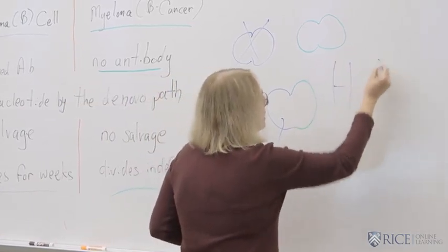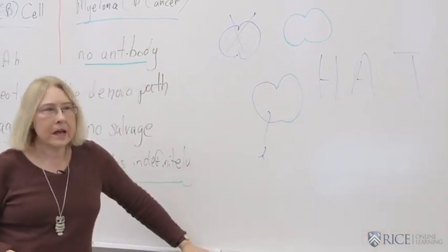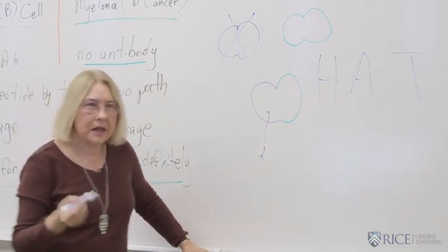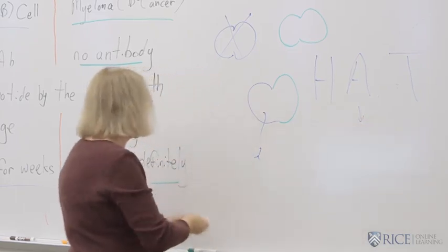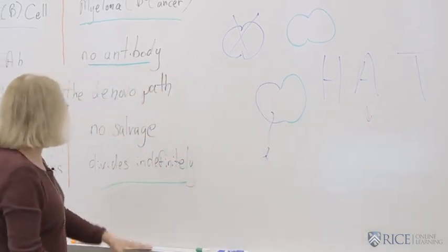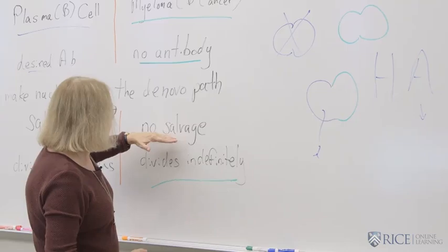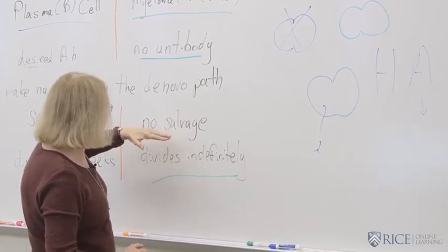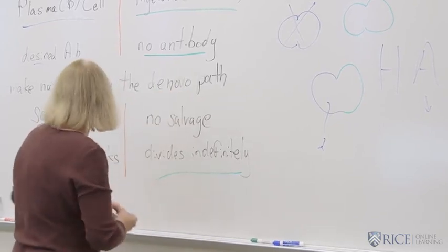H-A-T. And a HAT medium has in it a substance called aminopterin. And aminopterin is going to, we'll see, block the de novo pathway. All right?